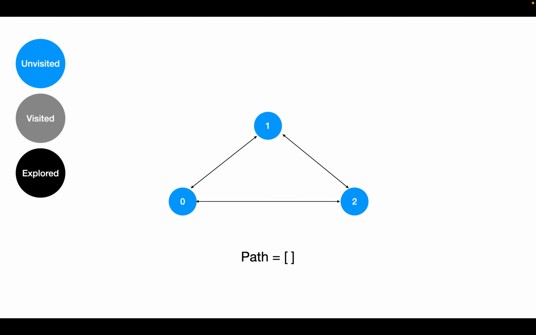So let's start DFS. DFS will visit the first unvisited node and start exploring. So we're exploring here from node 0, and we're going to mark it visited. We add that node to our path, check the first unvisited child of node 0, and explore there. Mark it visited. We add that node to our path, check again for unvisited children of node 1 now.